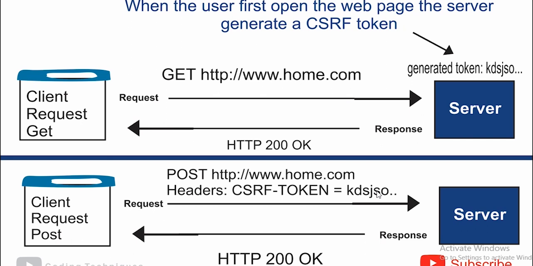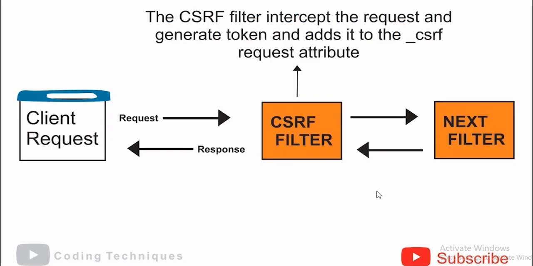So if malicious code decides to execute and call some endpoint, it won't know the token, because the token changes whenever you make a request. In the last example we covered in our Spring Security tutorial, which I encourage you to watch, we discussed how the filter chain intercepts the request. So the CSRF filter intercepts the request, generates a token, and adds it to the CSRF request attribute.